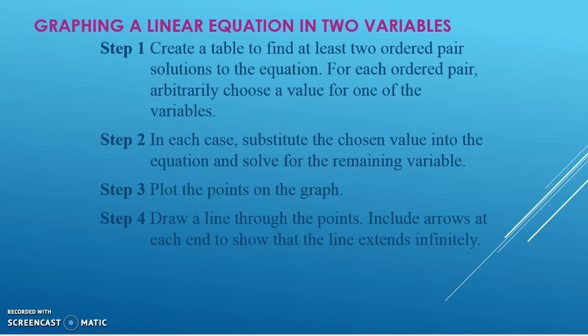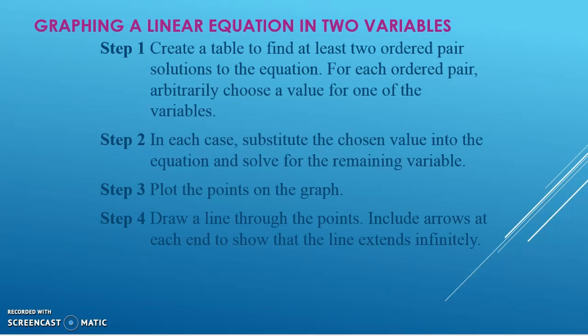So when we're graphing a linear equation, what we want to do is make a table to find ordered pairs like the ones we just looked at. And then once we have all the different pairs of numbers that will make an equation true, we're going to plot those points on the graph, and then we're going to draw a line through those points.